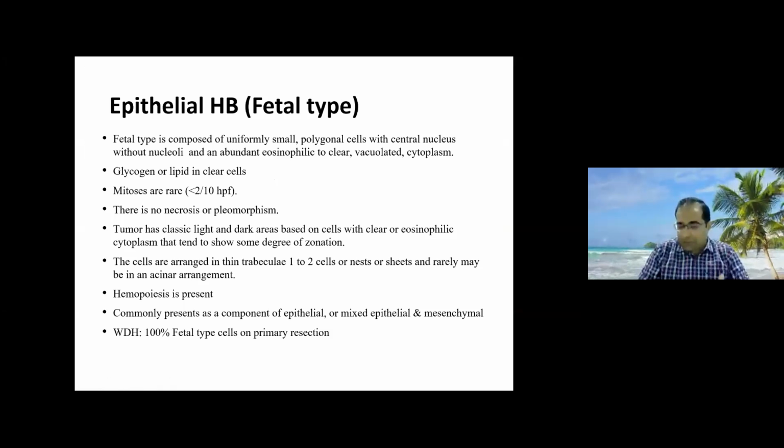So macroscopy plays a role. You have to map this tumor and cross-section according to that. The most common type we see in hepatoblastomas is the epithelial type, and the fetal type.